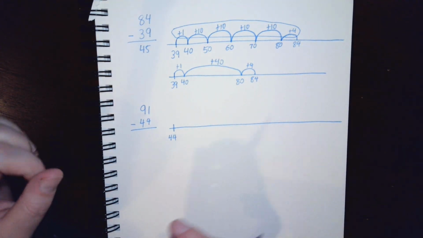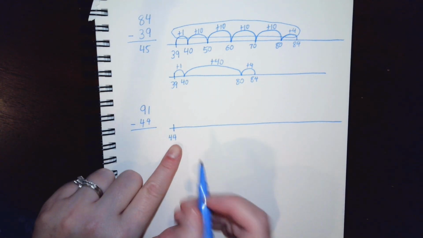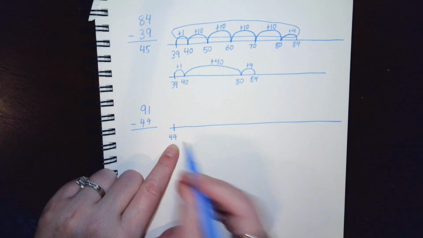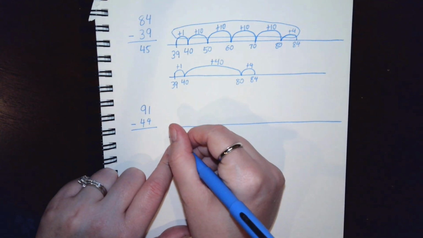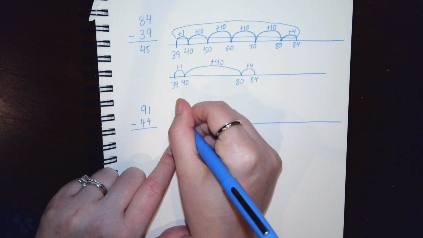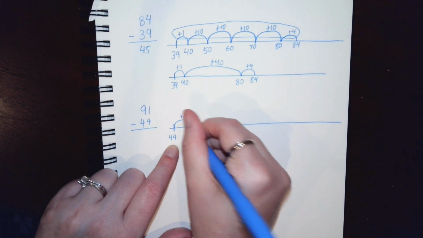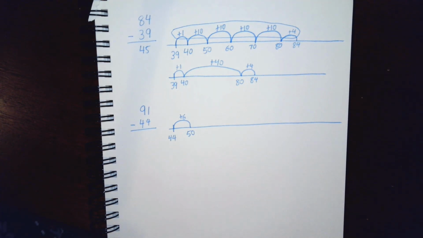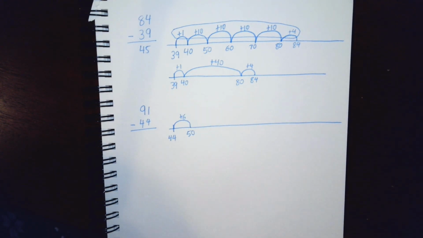So I'm at 44. This is where your friends of 10 really come into play. Because if I'm looking at 4, and I know my next decade that I need to get to is 50, what is friends with 4 to get to the next decade? If you said 6, you are correct. 6 and 4 are friends of 10. That will get me to my next 10. That's why knowing your friends of 10 is really important. That 4 and 6 help me to get to my next decade.